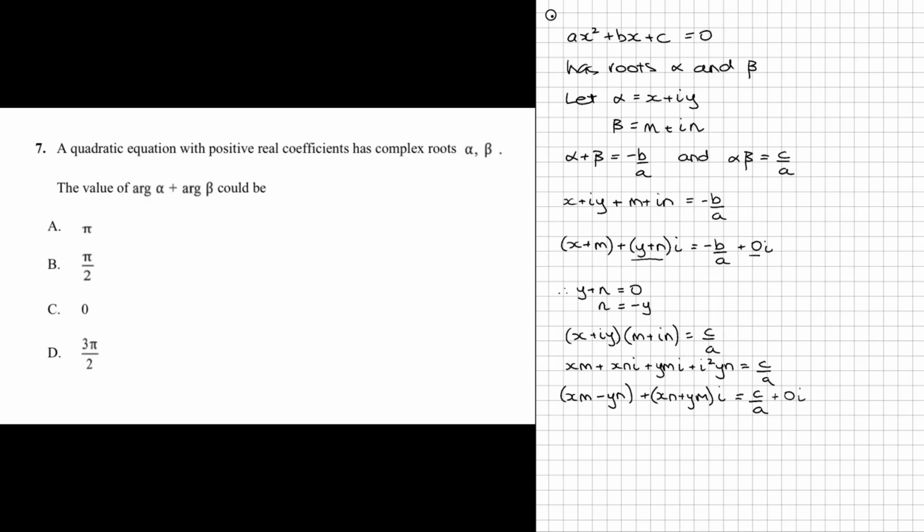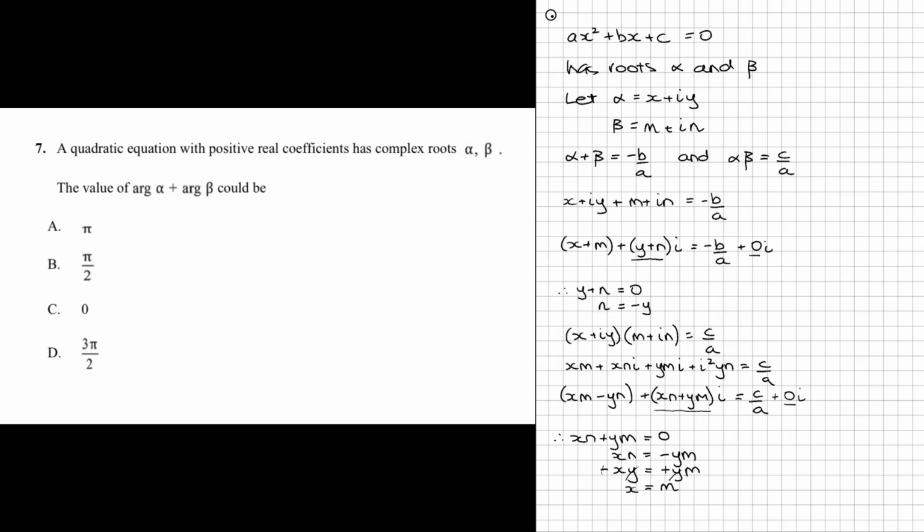And again, if I equate real and imaginary parts, focusing on the imaginary parts, I can therefore conclude that xn plus ym is equal to 0. So that means xn would be equal to negative ym. Now remembering that n is negative y, I can substitute that negative y in here, so I get negative xy is equal to negative ym, and the two negatives will cancel and the y's will cancel, so that we end up with x being equal to m.